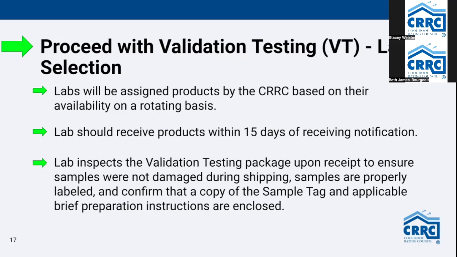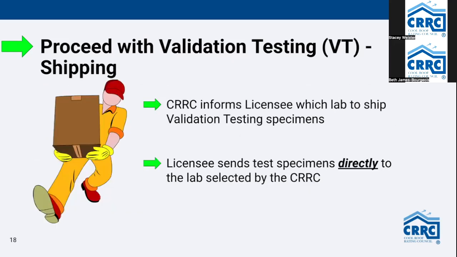The laboratory will not reach out to the licensee concerning the VT program unless instructed to do so by the CRRC. Once the CRRC assigns a lab, the CRRC will inform the licensee which lab will be conducting testing and will provide the shipping details. The licensee will then package the product test specimens carefully to avoid damage, include the required printed documentation, and ship the product directly to the selected lab.